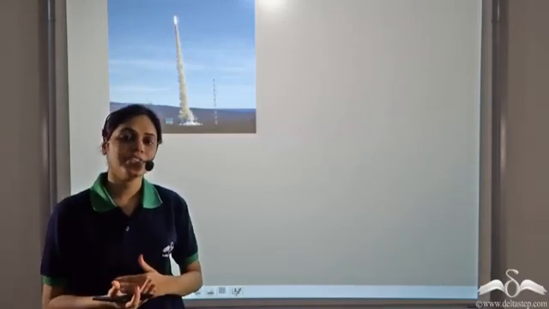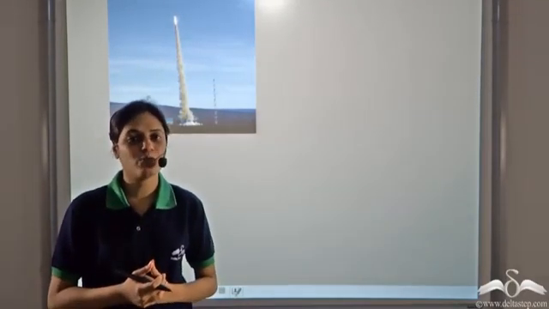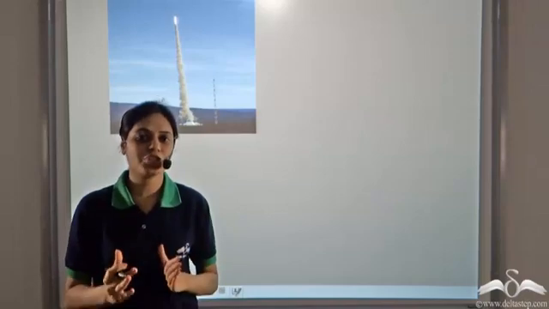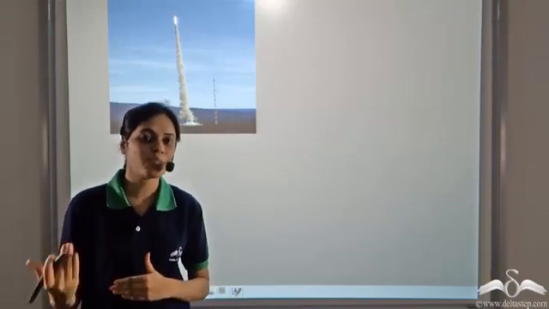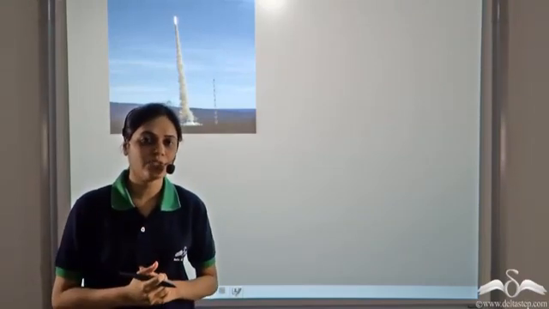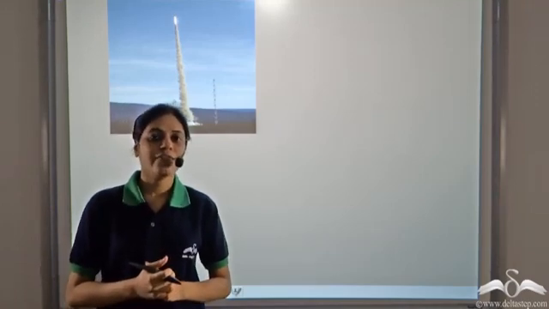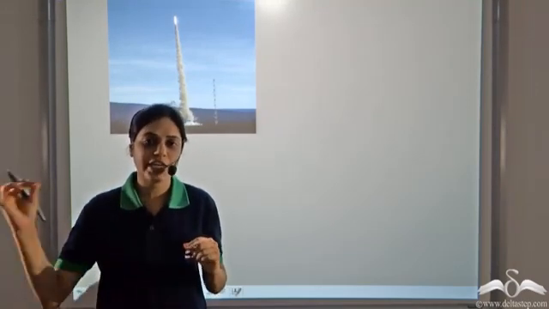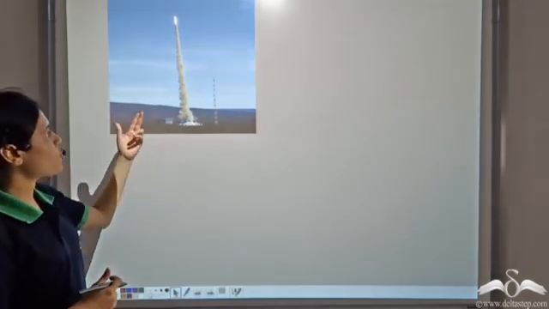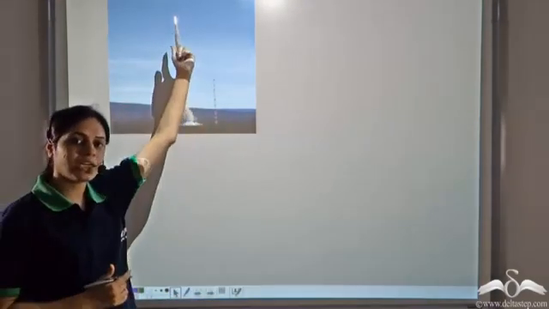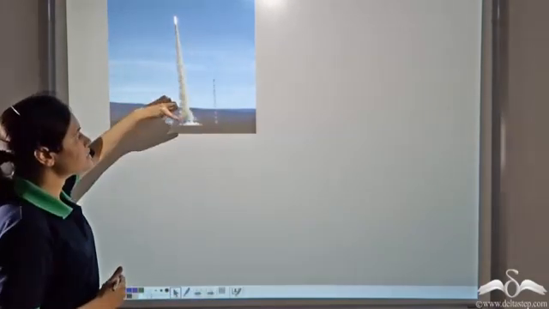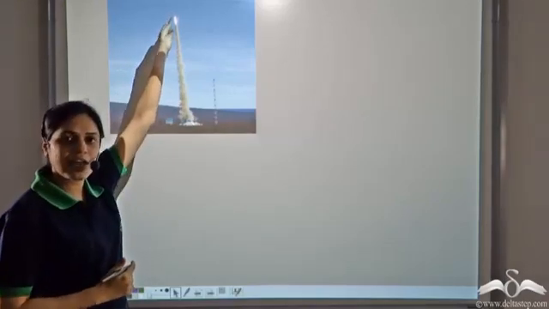We have already learned that a body is said to be in motion if it changes its position with respect to a reference point. Now, having learned what is motion, let us study the simplest kind of motion, which is motion along a straight line. So this rocket, it goes vertically upwards. So this is moving along a straight line.